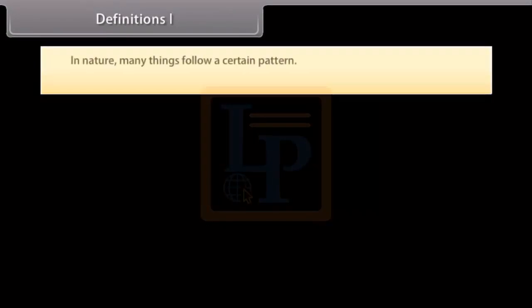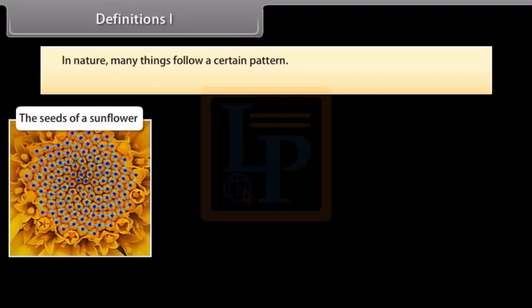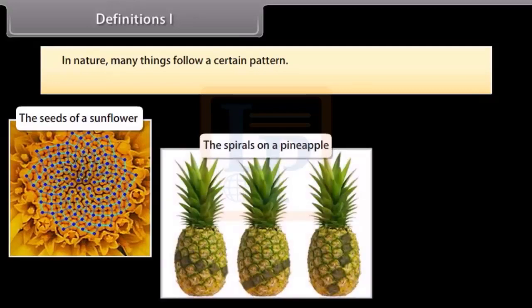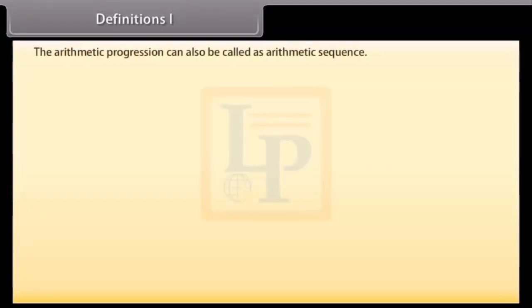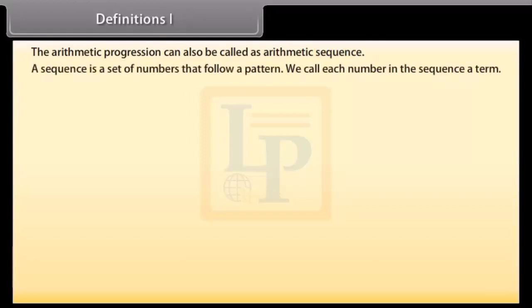Definitions 1. In nature, many things follow a certain pattern, such as the seeds of a sunflower, the spirals on a pineapple, the pattern on a cactus, and so on. Arithmetic progression is a study of one such pattern. The arithmetic progression can also be called an arithmetic sequence. Before talking about arithmetic sequence, let us know what a sequence is. A sequence is a set of numbers that follow a pattern. We call each number in the sequence a term.